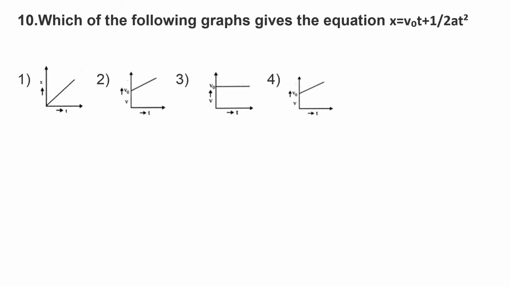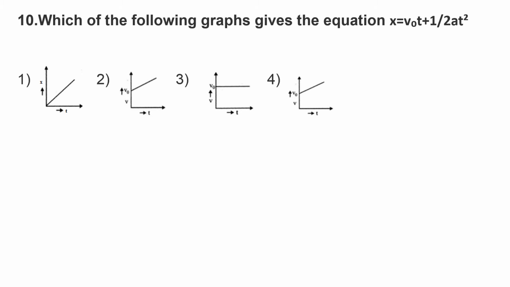Then you have to choose the correct one out of the second, third and fourth. Here the third one is also wrong because this is a velocity time graph. Here the velocity v naught remains the same as time varies. So here also acceleration is 0. So the third graph is also not suitable.